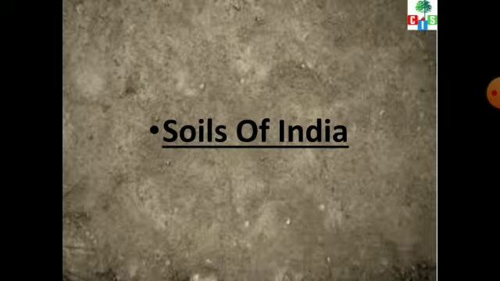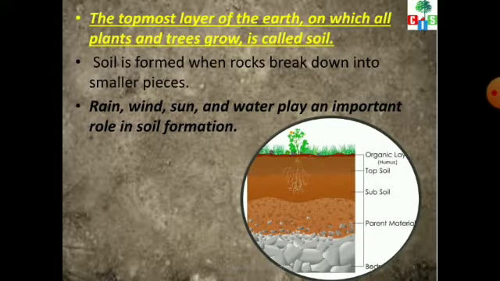Now we will go to the different types of soils in India. First, we will see what is soil. The topmost layer of the earth on which all plants and trees grow is called soil. Means the first layer on which the plants and trees grow. That is the first layer on the earth. It is called soil. How is soil formed?